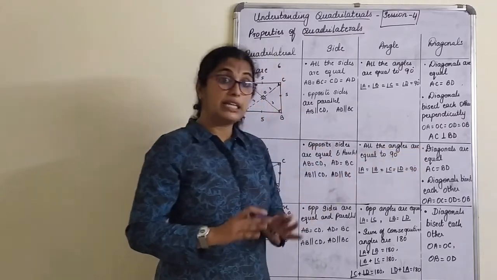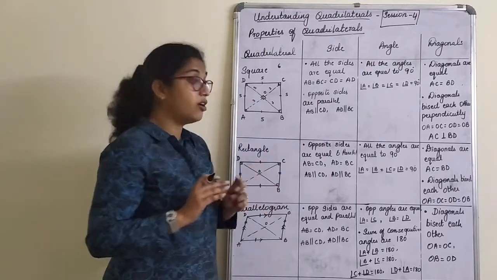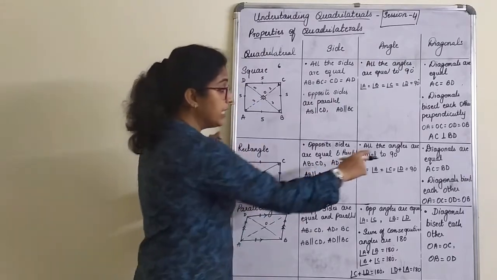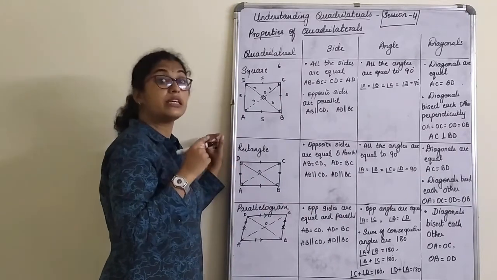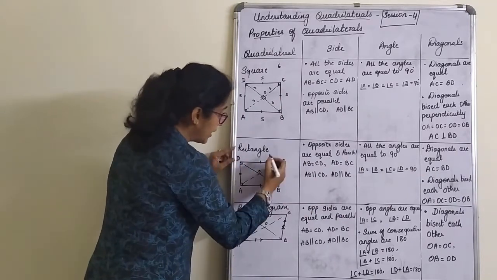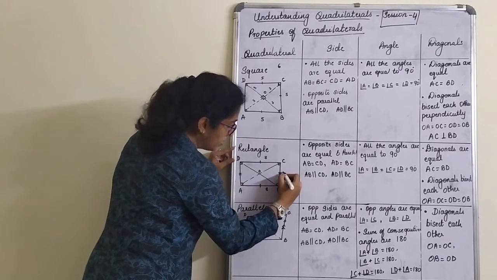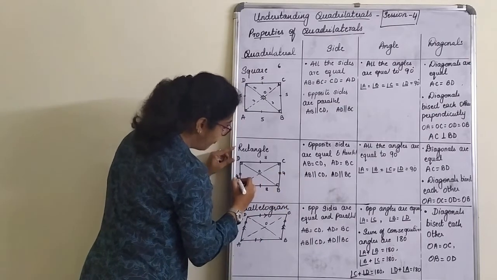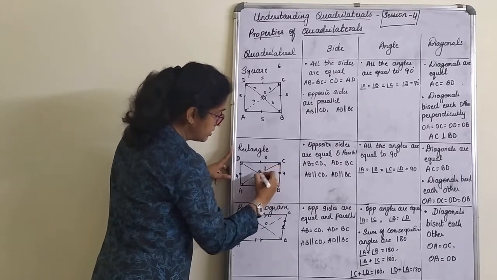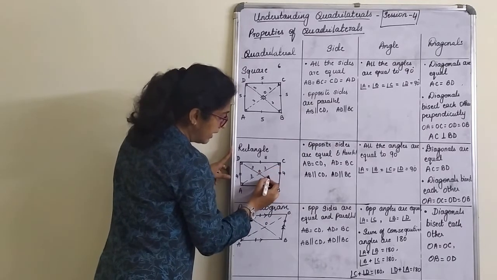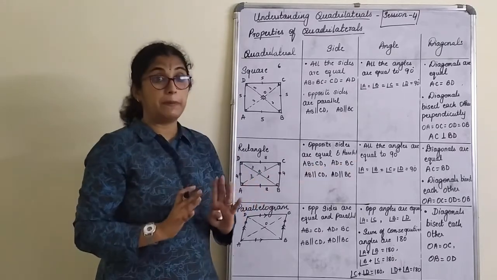Then diagonals are equal even here. Square also diagonals are equal. Rectangle also diagonals are equal. AC is equal to BD. Diagonals bisect each other here also. That means, let me assume that in the rectangle this is 8, this will be 8, this is 4, this is 4. Diagonals are equal and they bisect. So this is 3, 3, 3 and 3. Fine, same. But they do not bisect perpendicularly.